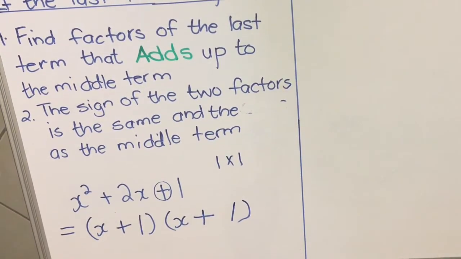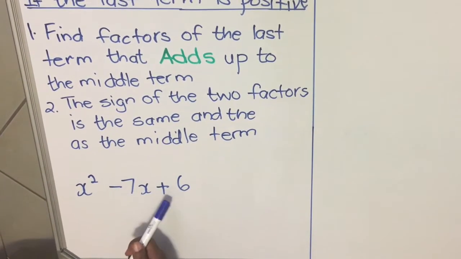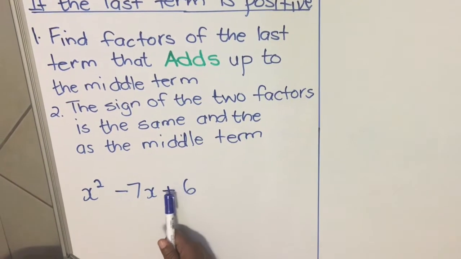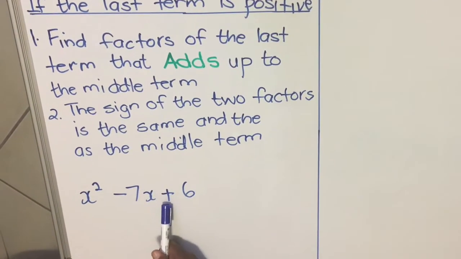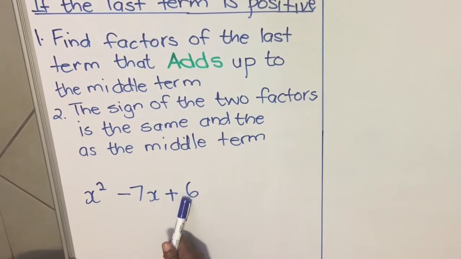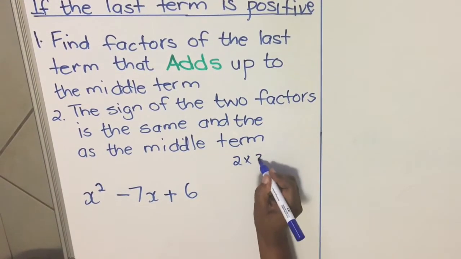Okay, let's look at another example: x squared minus 7x plus 6. We always start at the last term and the sign of the last term. The last term is positive, so I must find factors that will add up to the middle term. What are factors of 6? What things can I multiply to get 6? I have 2 times 3.